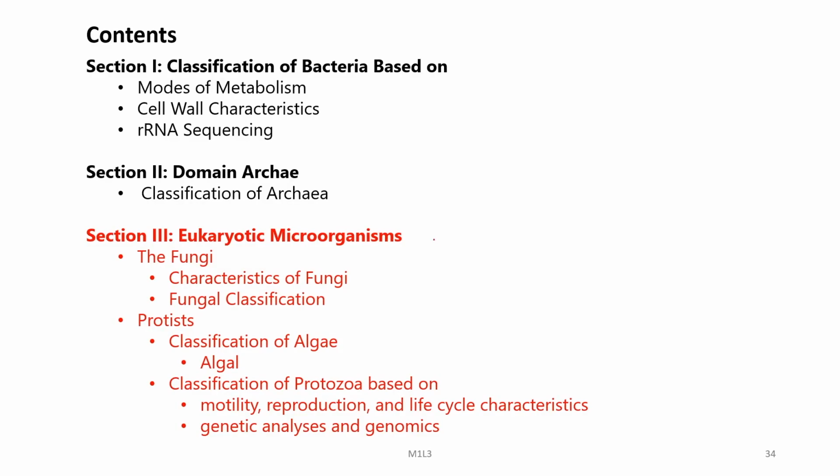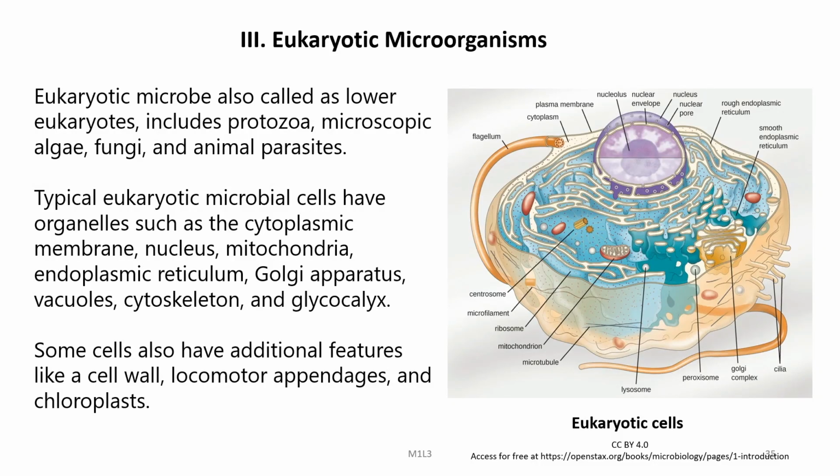Let us now move on to section 3, which is a discussion on the eukaryotic microorganisms. Here we will be discussing the fungi and the protists, their characteristics and their classification. Let us first define what eukaryotic microorganisms are.